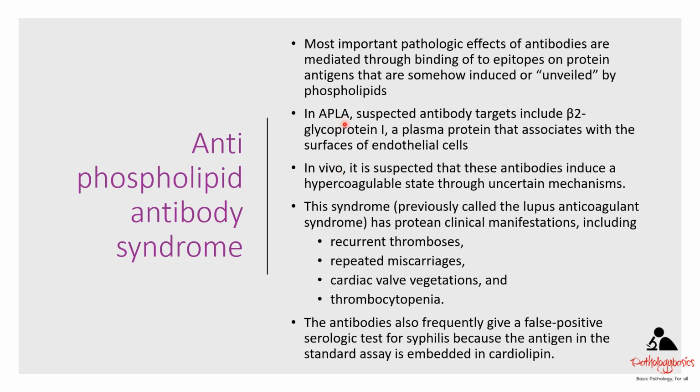What is the mechanism of this? The antiphospholipid antibodies target beta-2 glycoprotein, a plasma protein that is present on endothelial cells. These antibodies target the endothelial cells and activate thrombosis. Exactly how this happens, no one knows, but in some way or the other it activates coagulation. One of the mechanisms proposed is that the antibodies somehow unmask epitopes on the antigens and somehow cause thrombosis.